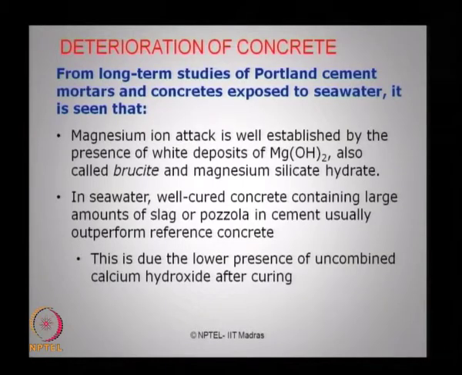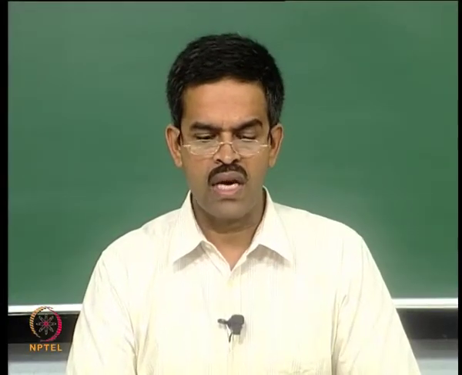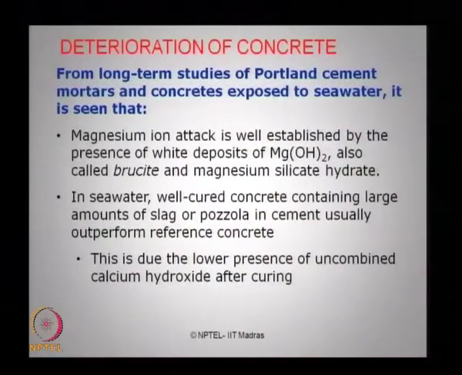In seawater, a well cured concrete containing large amounts of slag or pozzolana in cement usually outperforms the reference concrete. There is a basic reason for this. The essential reason is the lower presence of uncombined calcium hydroxide which is there after curing of concrete.